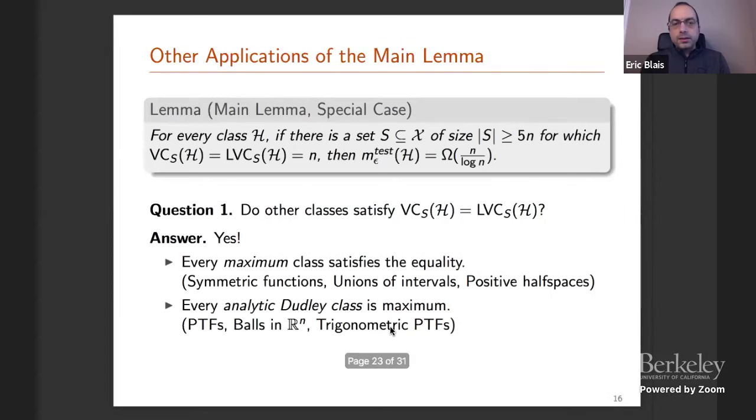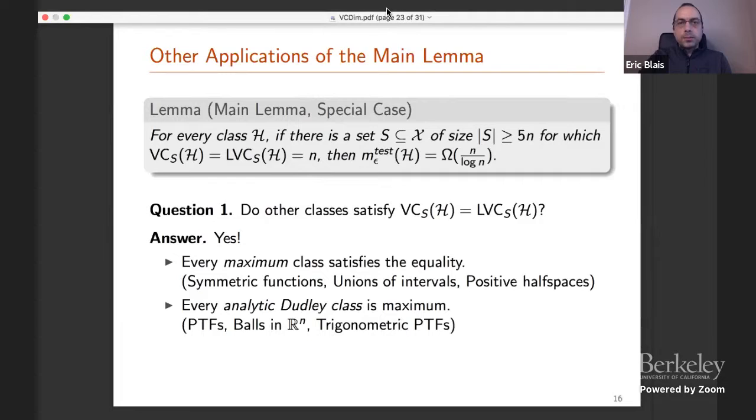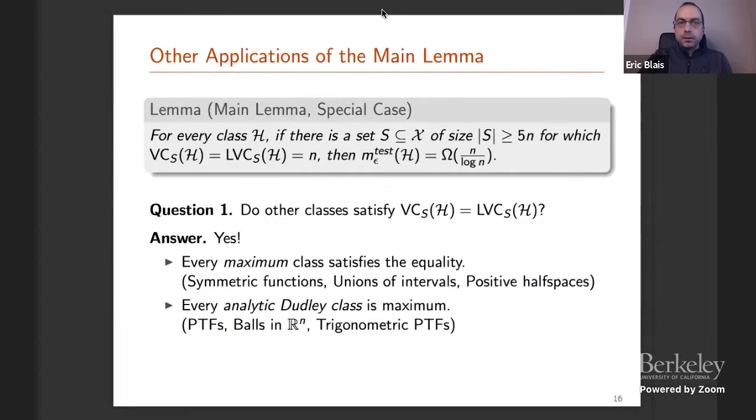It turns out there are many other classes where we have this condition that the VC dimension is equal to the LVC dimension. This ties into some of the many structural properties of functions that have been studied in learning theory. In particular, maximum classes must always satisfy this property. And analytic Dudley classes must also all be maximum, so they all satisfy this equality. So there are a few examples of other properties for which we can prove lower bounds using this same technique.